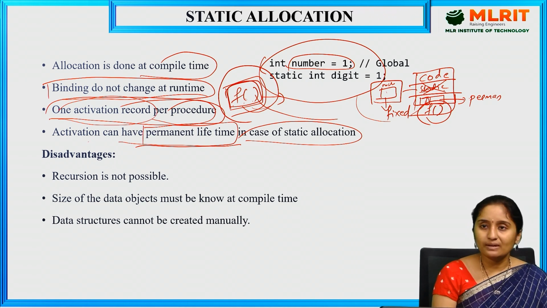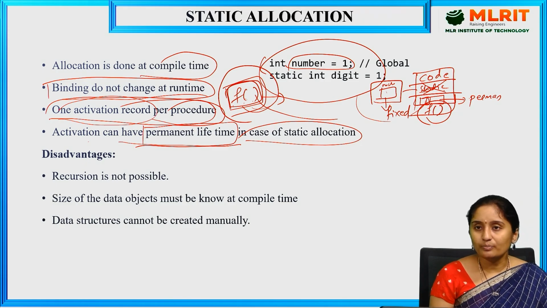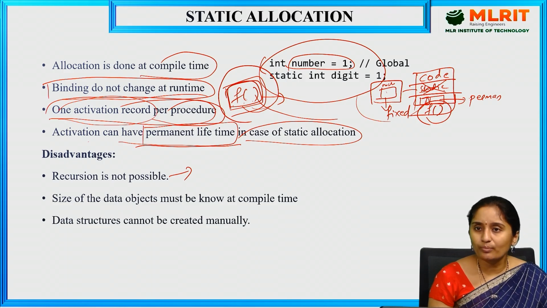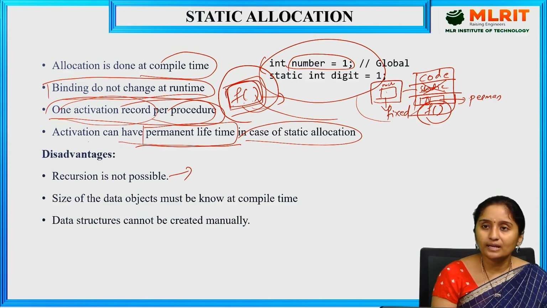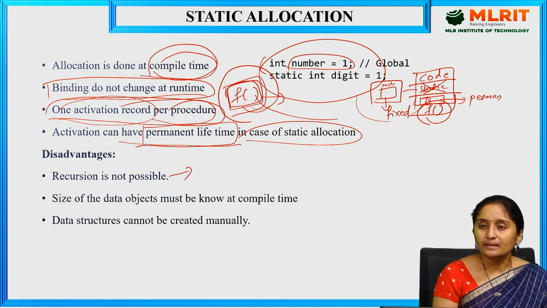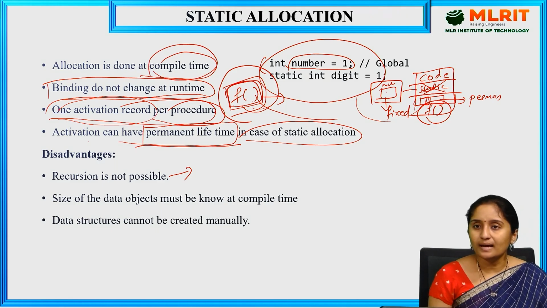So what are the disadvantages here? Recursion is not possible here. Why is recursion not possible? Because recursion needs more memory, but in static allocation, the memory is given at compile time. The memory allocation is done at compile time.